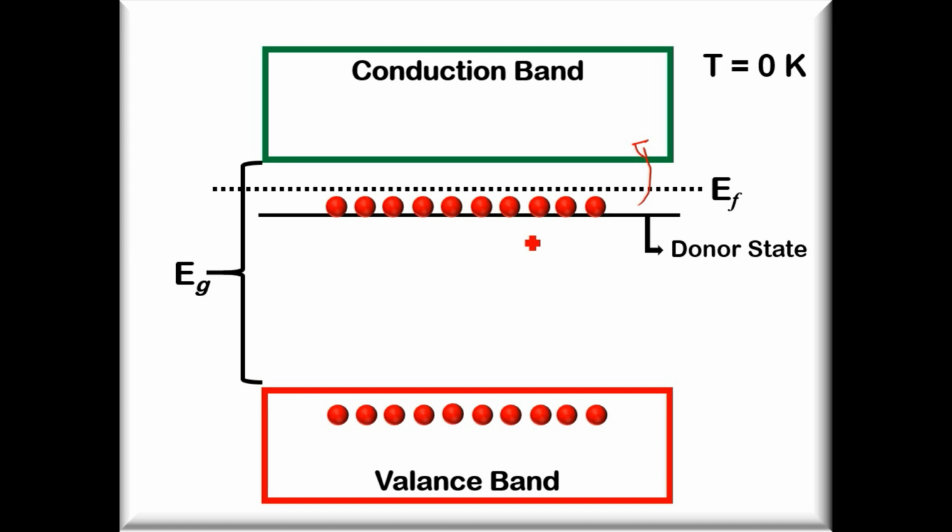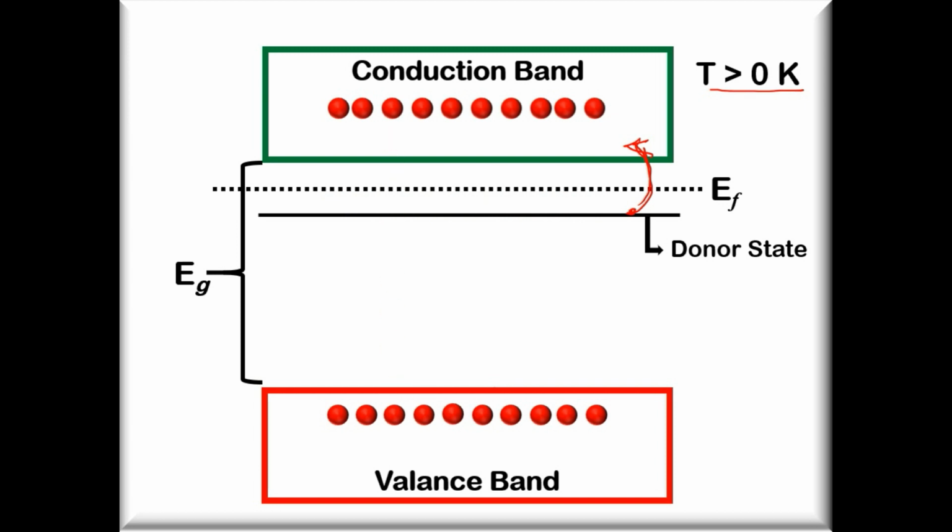When the temperature is equal to 0 Kelvin, that means when I am not giving any thermal energy, nothing will happen. No electrons will jump from either the valency band to the conduction band or from the donor state to the conduction band. Whenever I give a small amount of thermal energy, that energy is sufficient to make the electrons in the donor state jump, so they will slowly move from the donor state to the conduction band. Now if I increase the temperature further above 0 Kelvin, the electrons in the valency band will start moving to the conduction band.